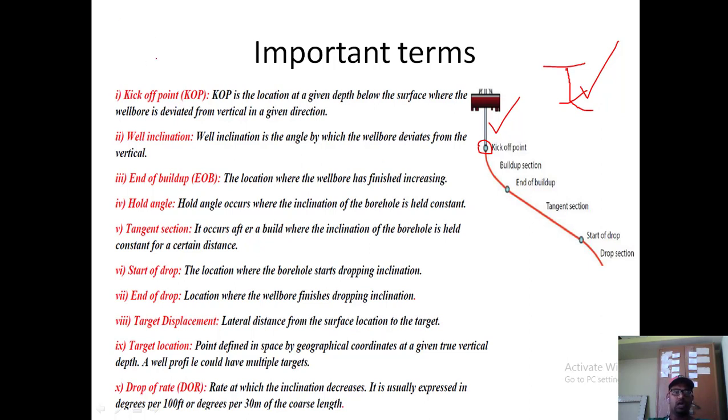Now we will see the second term, which is well inclination. Well inclination is the angle by which the wellbore deviates from the vertical.